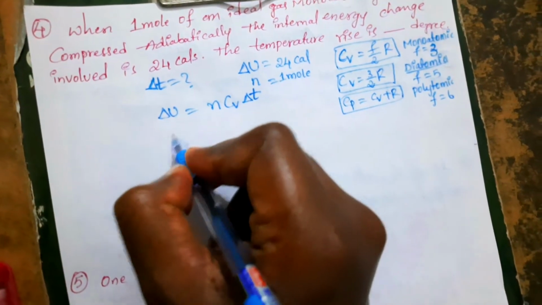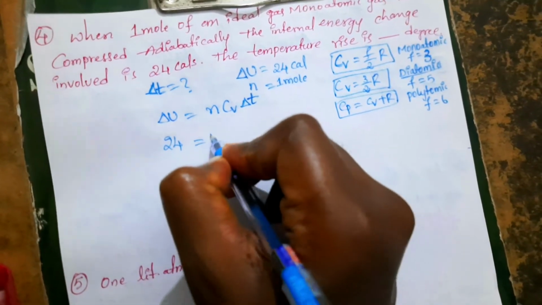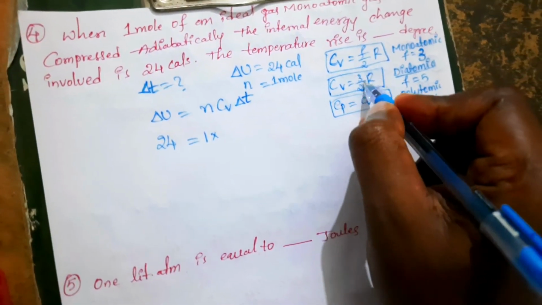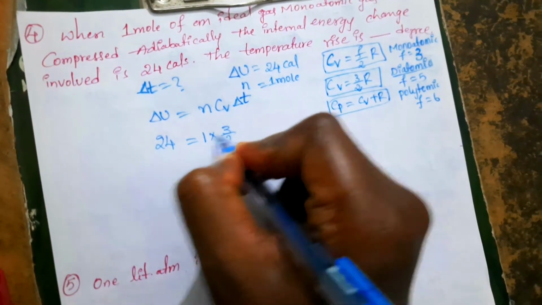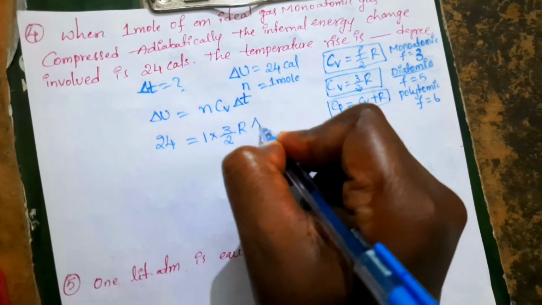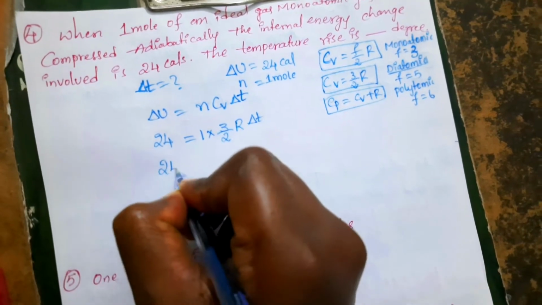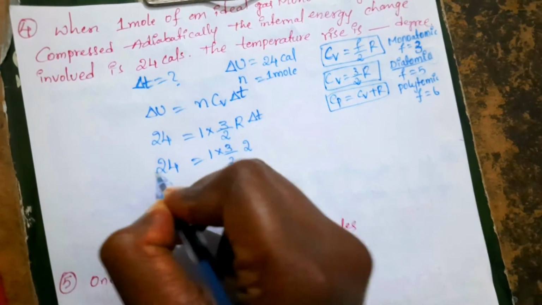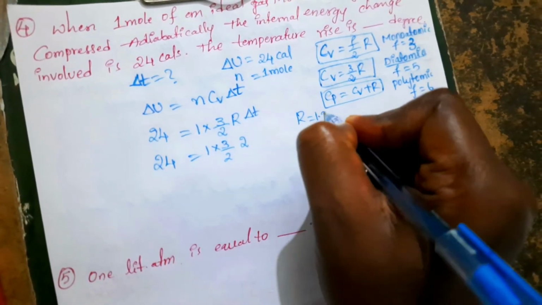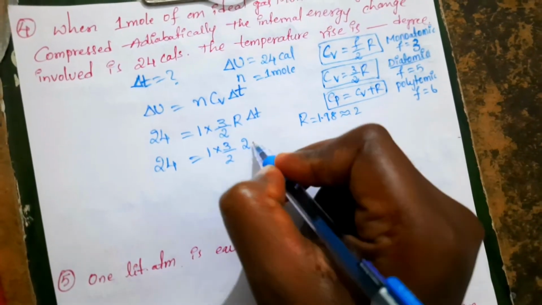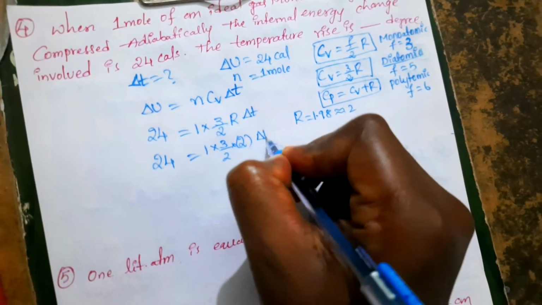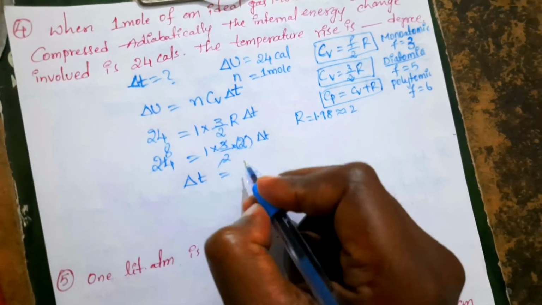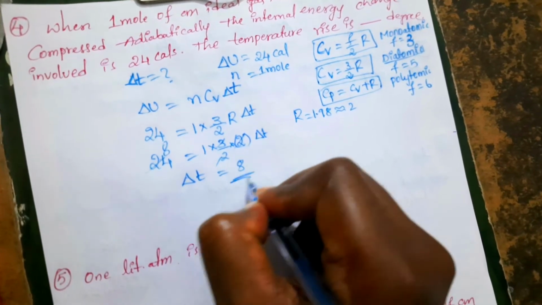Now in this case delta U is 24, n is 1, and Cv is F by 2 R, that is 3 by 2 R. We take the R value in calories, which is 1.98, and just consider it as 2. Take delta T as it is. So 24 is equal to 1 into 3 by 2 into 2 into delta T. The 2s get cancelled, so 3 8s. The change in temperature in degrees Celsius is 8. Is that clear?